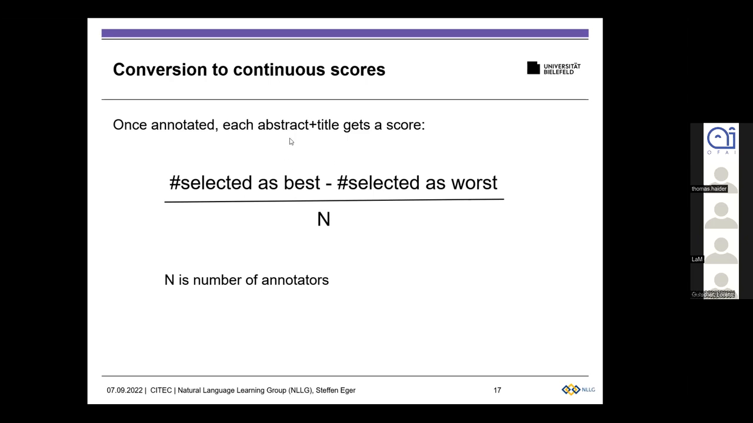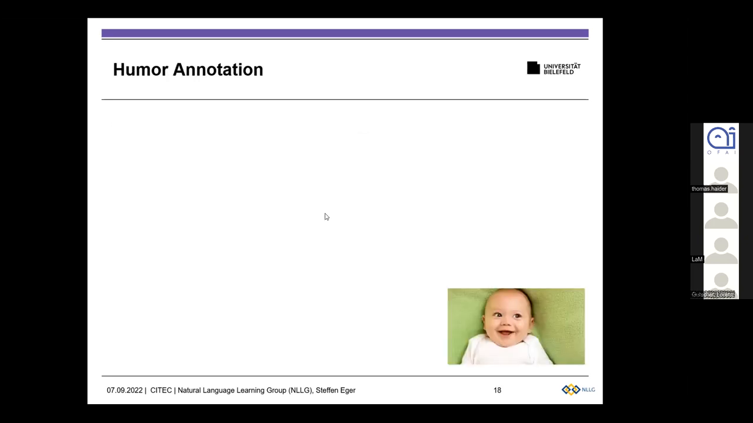And this standard formula is, for each abstract title pair, let's say we have n annotators, and then our formula is the number of annotators that have selected the current title as the best title minus the number of annotators that have selected the current title as the worst title, divided by the number of annotators. All right, so this is the quality annotation.